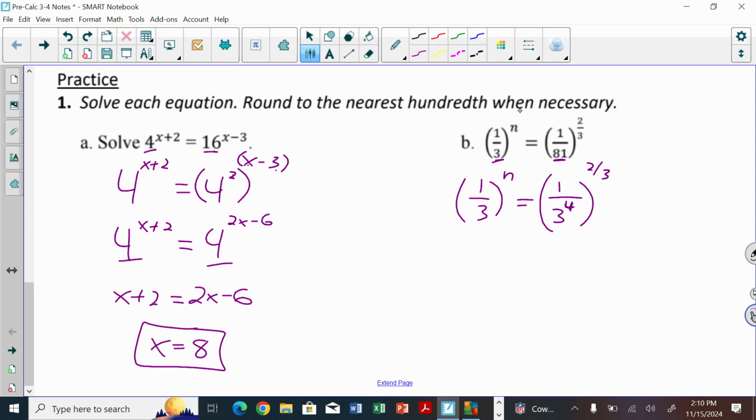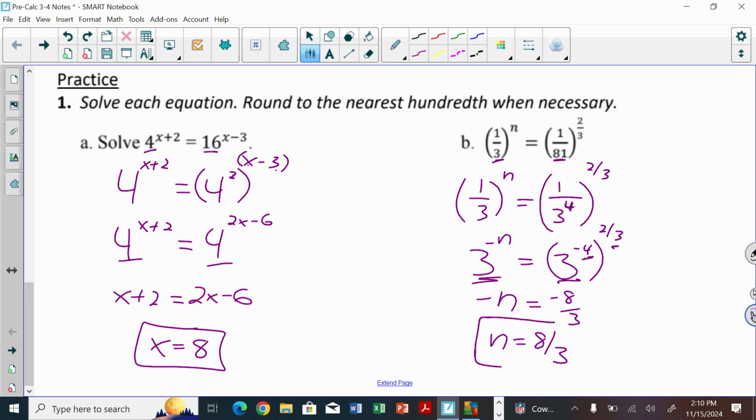Now, a little bit tricky stuff, because remember we have fractions. We can flip them over and make it a negative exponent, right? So this would be 3 to the negative n power, and over here I would have 3 to the negative 4 power to the 2/3 power. Now I have the same base, but again I have to do a power to a power here, so negative n equals negative 8/3 when I multiply 4 by 2/3. And I have the same base, so that means that n has to equal a positive 8/3.